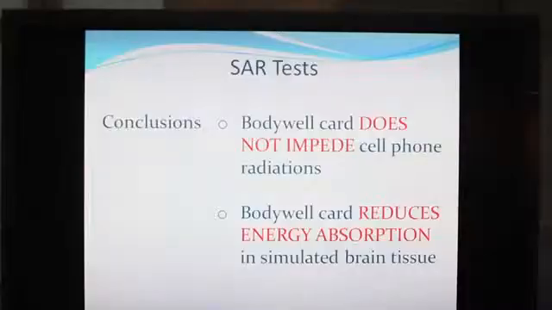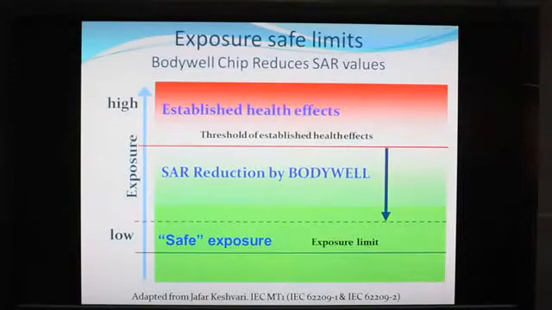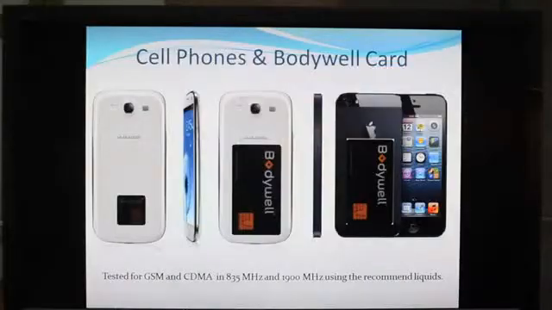It clearly states that the effects are on the simulated brain tissue liquid. So the conclusions were that the Bodywell card does not impede cell phone radiation, and Bodywell cards reduce energy absorption in simulated brain tissue. Going back to my picture, I have a threshold, and I have findings, and the Bodywell card shows clearly that you can reduce that to a safe zone. At this moment, where there is so much debate on the harmful effect, I think it's a safe practice. And to use the Bodywell cards, you just put them on the back of your wireless device and get the benefits of this reduction.